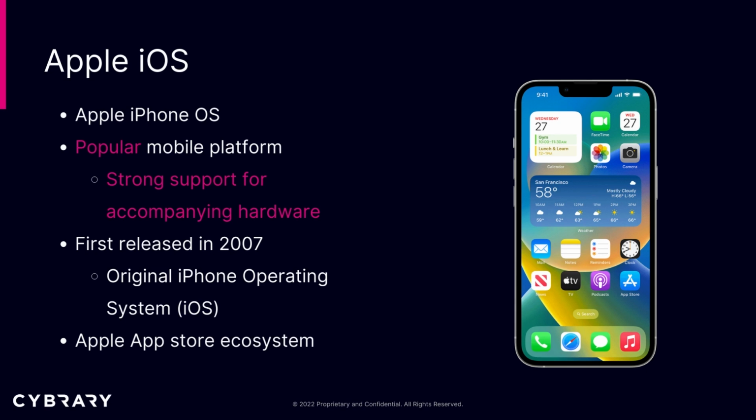Apple iOS. This is Apple's iPhone operating system. It's a popular mobile platform, strong support for accompanying hardware. First released in 2007, the original iPhone operating system was iOS. Apple also has its Apple App Store. It's the ecosystem where you would get the Apple platform software that you can download for your devices.